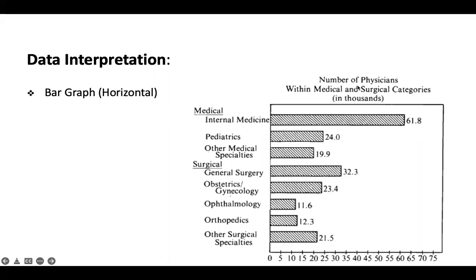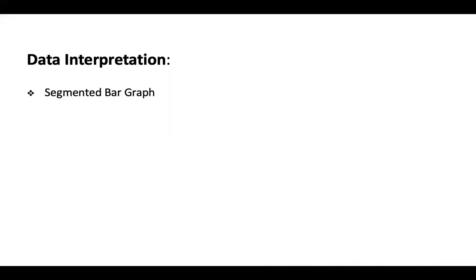And just like the number of physicians within medical and surgical categories in 1,000. And this includes medical as well as surgical, right? Okay, so this incorporates only one bar for the horizontal and vertical, and this throughout represents the same category. There could be a scenario where this same category is further divided into subcategories. And that one is usually known as the segmented or stacked bar graph. For example, and definitely there could be vertical as well as horizontal.